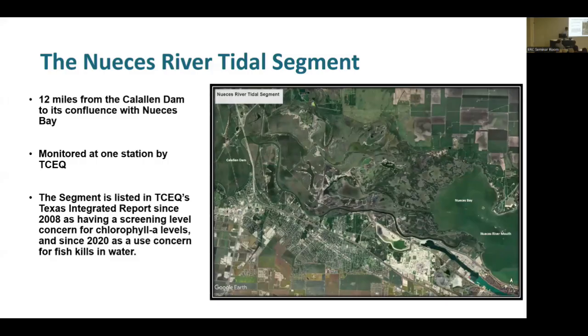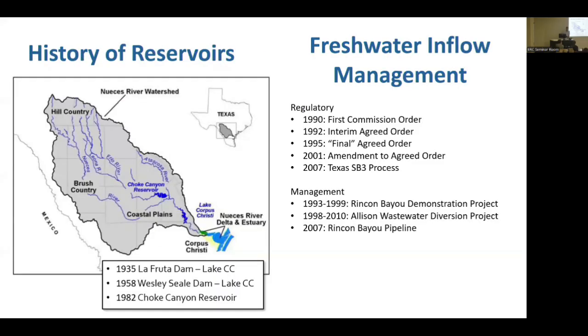As Aaron mentioned, this is a segment of concern. In part that has to do with the loadings that are actively flowing into this segment, but it also has to do with the fact that all water that comes down the Nueces River is controlled in some way, shape, or form. A brief history: there are two major impoundments on the Nueces River and a third, I would call it a minor impoundment. The Calallen Dam that Aaron referenced was built in the late 1800s and served as the first water supply for the city of Corpus Christi.